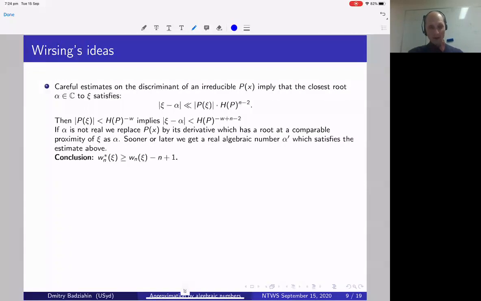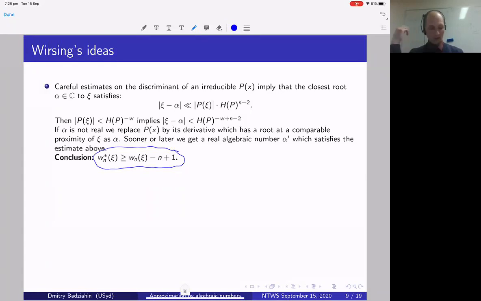Yeah, and finally the conclusion from this idea is that we have w_n*(ψ) is at least w_n(ψ) - n + 1. In principle, this lower bound usually does not give us a good lower bound, right? For example, we know that w_n(ψ) is at least n, and if it is n, then we just get w_n*(ψ) is at least 1, which is rather weak lower bound.